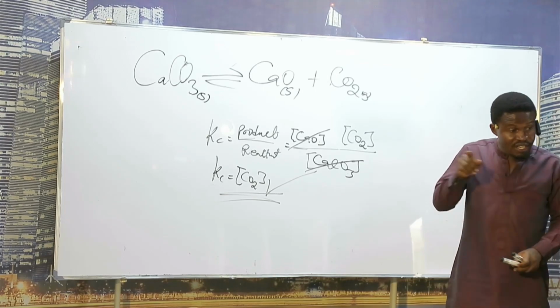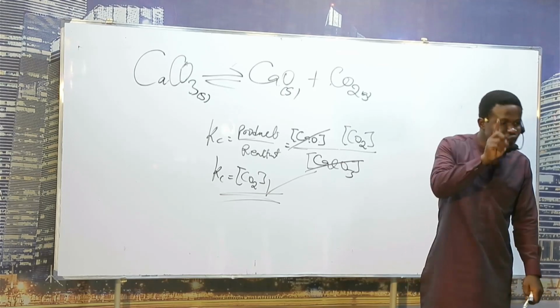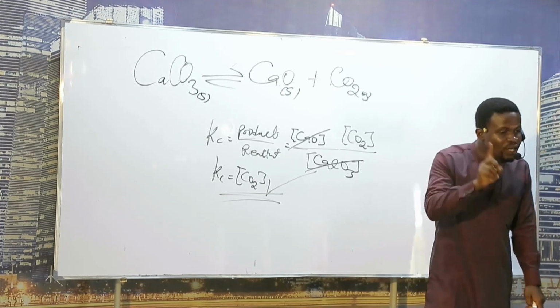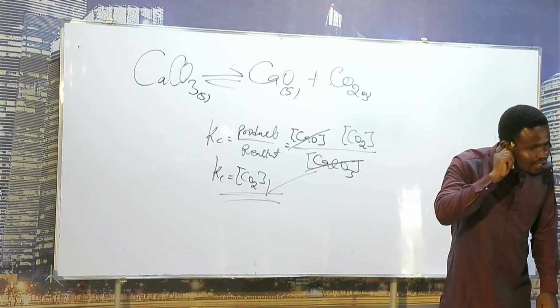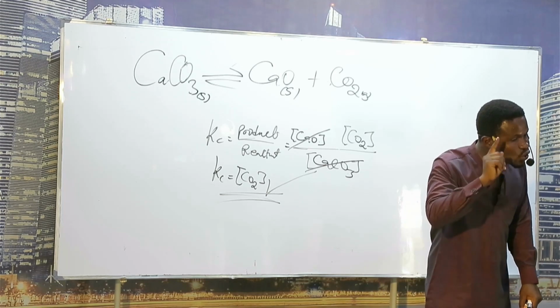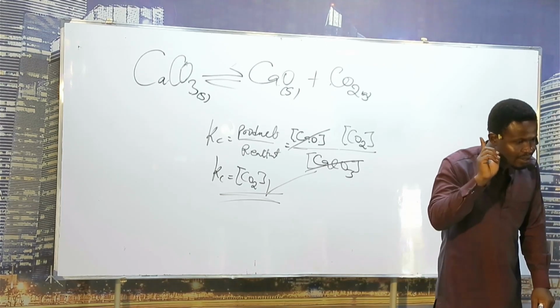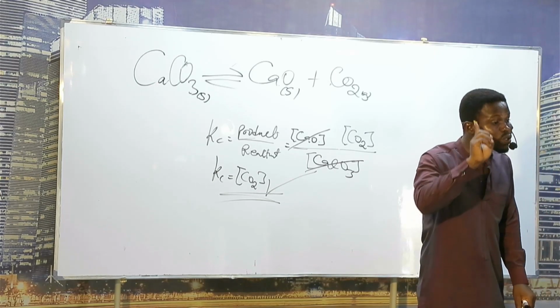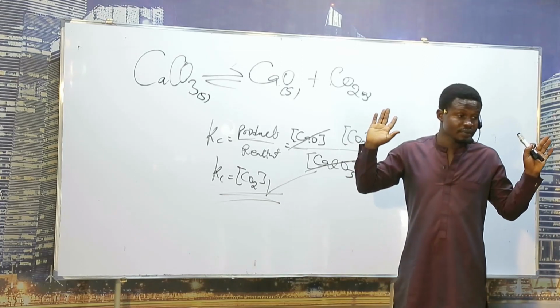Active species involved. Is this guy an active species? No. I told you solids and pure liquids are not active species. They are said to be unity and constant. Unity, which is what? One. So the KC for this is just CO2.